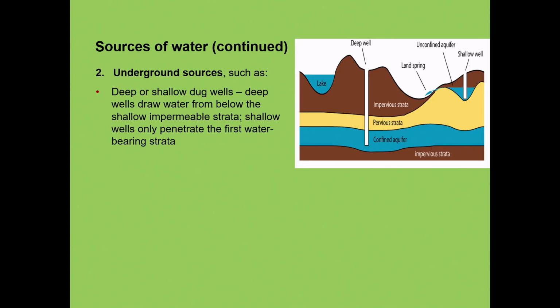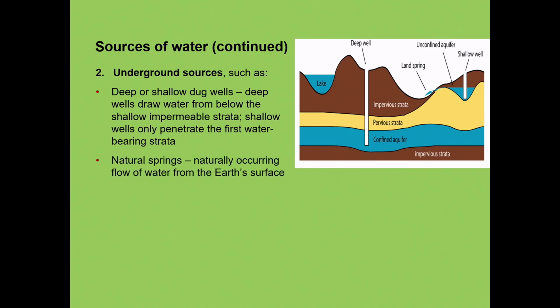Secondly, underground water sources such as a deep or shallow dug well. Now, wells draw water from below shallow impermeable strata. Basically, we go as low as we can because there's two layers of water in most cases. The first layer is the shallow wells. This tends to not be clean water, so it does need some form of treatment. The better water is the confined aquifers below the impermeable strata, where it's gone through the filtration of all the soil layers and is now a lot safer.